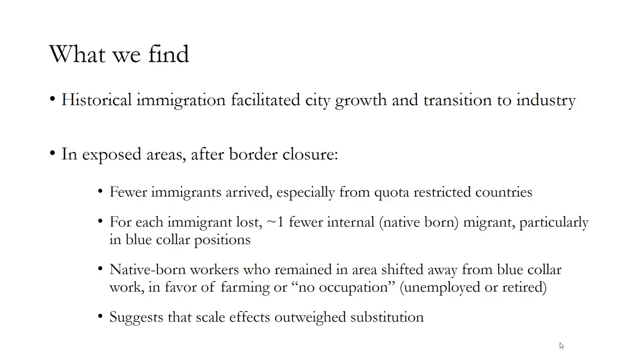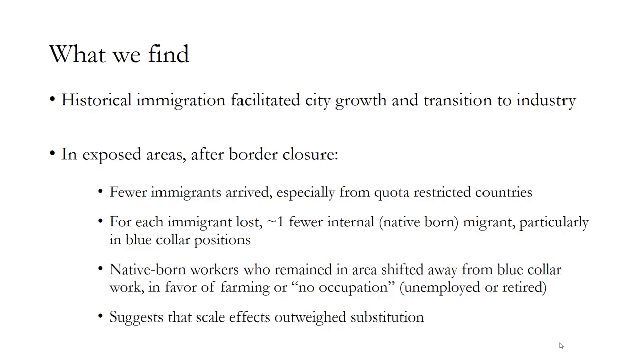Now, if it were the case that immigrants and natives were substitutes in the labor force, we would expect quite the opposite, that when there's a restriction on this substitutable form of labor, and immigrants are no longer taking the blue-collar jobs, then that would be an opportunity for natives to flow into the blue-collar jobs. But what we see is the opposite. We see that when there's a restriction on immigrant arrivals, that discourages natives from moving in to the area, particularly in blue-collar sector, or from shifting to blue-collar work for those who remain. What that suggests is that there are scale effects that outweigh these substitution effects in the labor market.